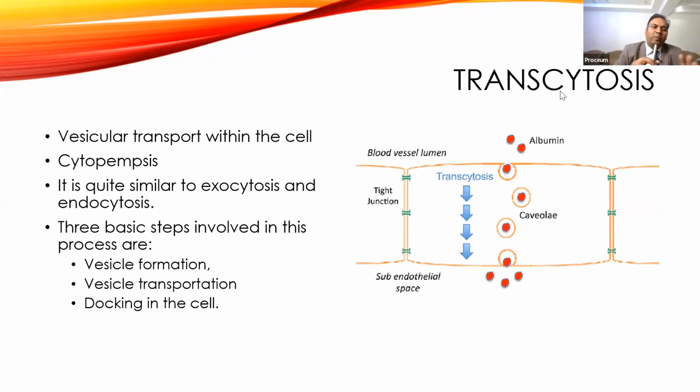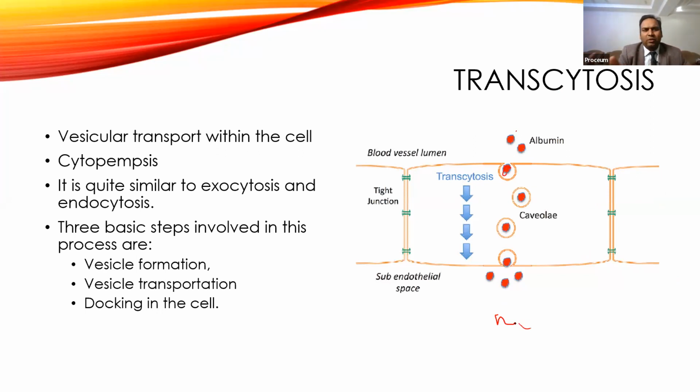Transcytosis is a combination of endocytosis and exocytosis, but the chemical structure of the substance which is transported through the cell will not change. It will remain the same. So if albumin comes in on this side, albumin itself will come out on the other side. That is the difference.